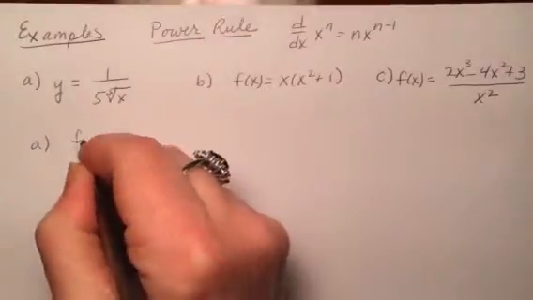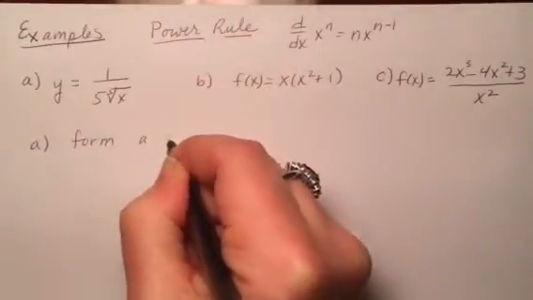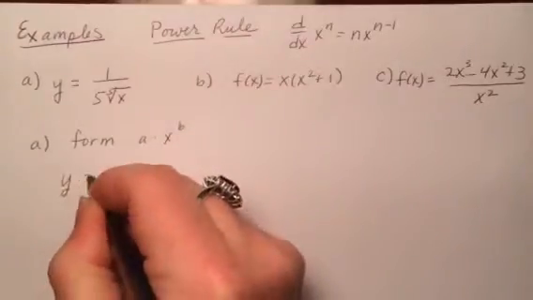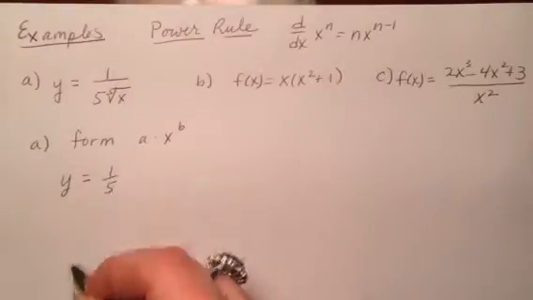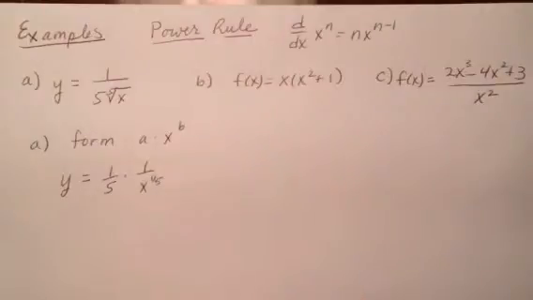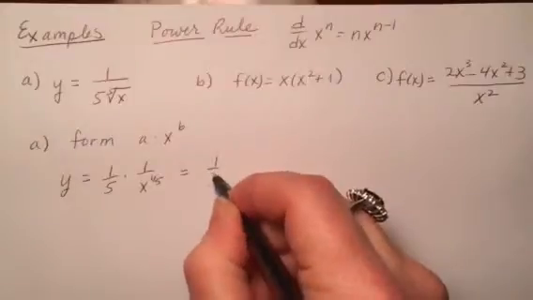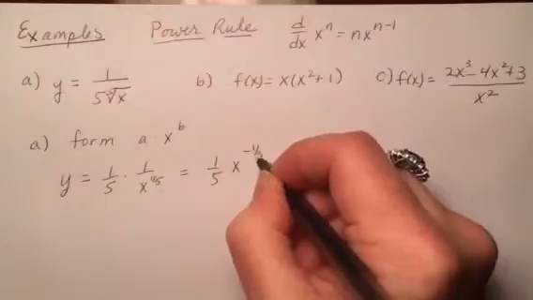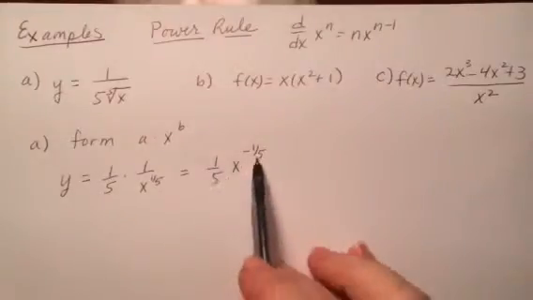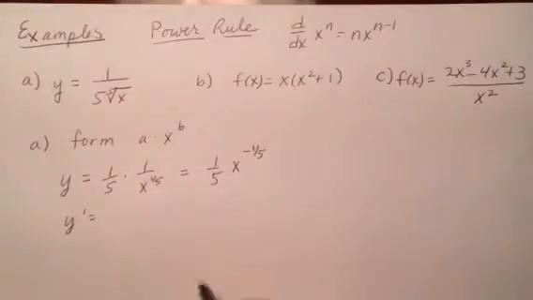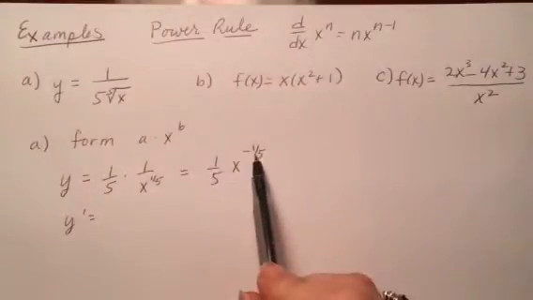And we always need for our problems to be in the form a times x to the b power, so we can use this rule. So the first thing we'll do is write that as 1/5 times 1 over x to the 1/5 power, because the 5th root is the 1/5 power. And then we're going to change that to 1/5 times x to the negative 1/5 power, ax to the b. So that's algebra. Now we're going to find the derivative using the constant multiple rule and the power rule.